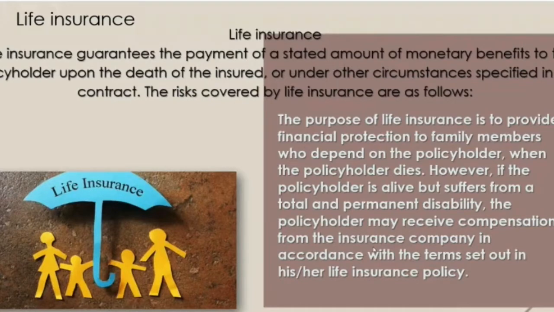The purpose of life insurance is to provide financial protection to family members who depend on the policyholder when the policyholder dies. However, if the policyholder is alive but suffers from a total and permanent disability, the policyholder may receive compensation from the insurance company in accordance with the terms set out in his or her life insurance policy.